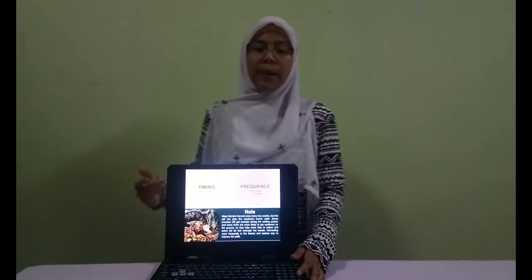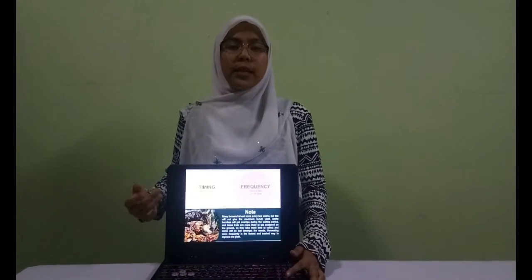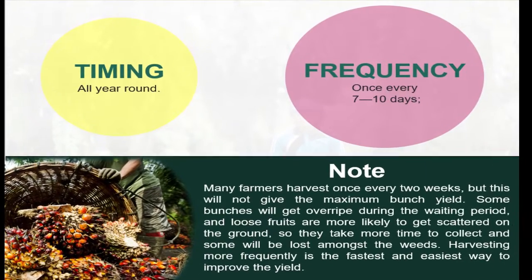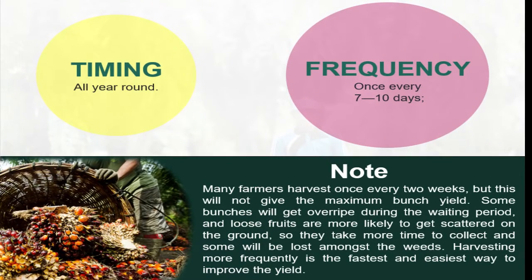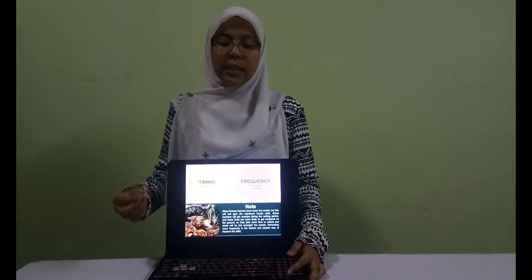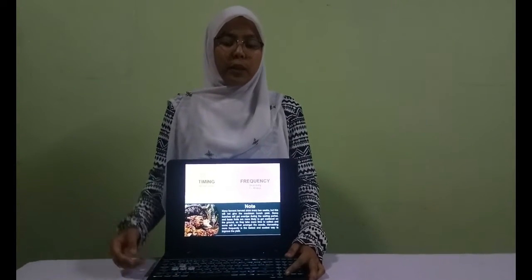And next is the timing: all year round, and the frequency is 7 to 10 days. Not many farmers harvest bunches every 2 weeks, but it will not give maximum bunch yield. Some of the bunches will get ripened during the waiting period, and loose fruit are more likely to get scattered on the ground, so they will take more time to collect, and some will be lost among the weeds. Harvesting more frequently is the fastest and easiest way to improve the yield.